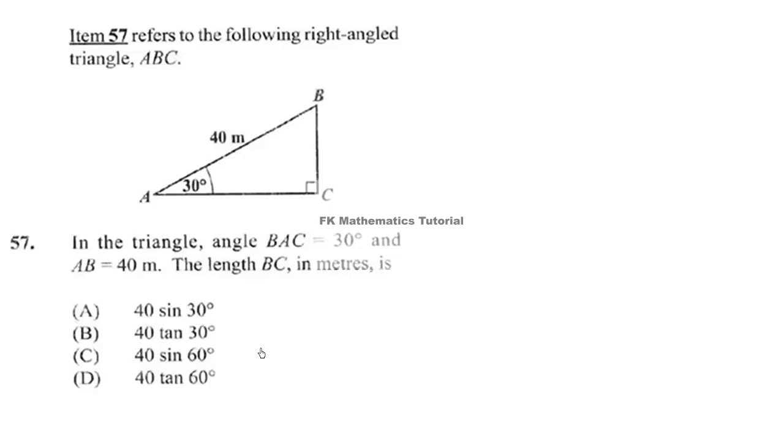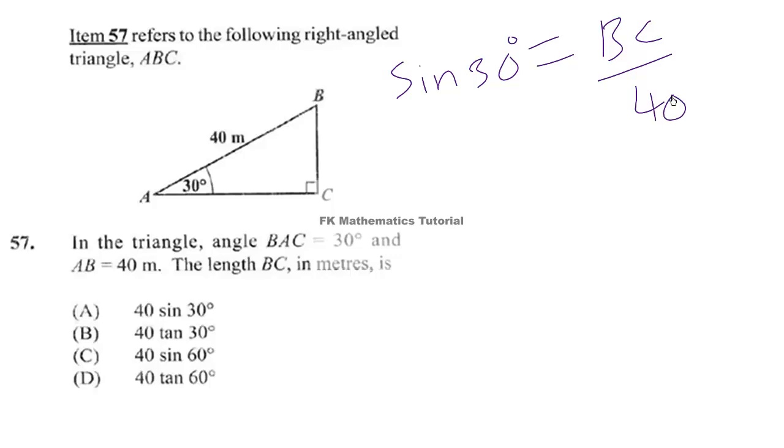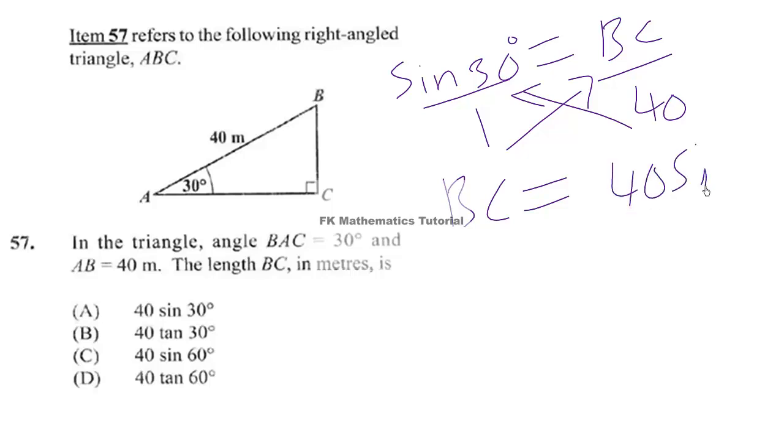Item 57 refers to the following right angle triangle ABC. In the triangle, angle BAC is equal to 30 degrees and AB is equal to 40 meters. The length BC in meters is. When we take the sine of the angle 30 degrees, it will include BC. So sine 30 is opposite, which is BC, over hypotenuse, which is 40 meters. So we cross multiply, and BC will be equal to 40 times sine 30 degrees. So the correct answer is option A.